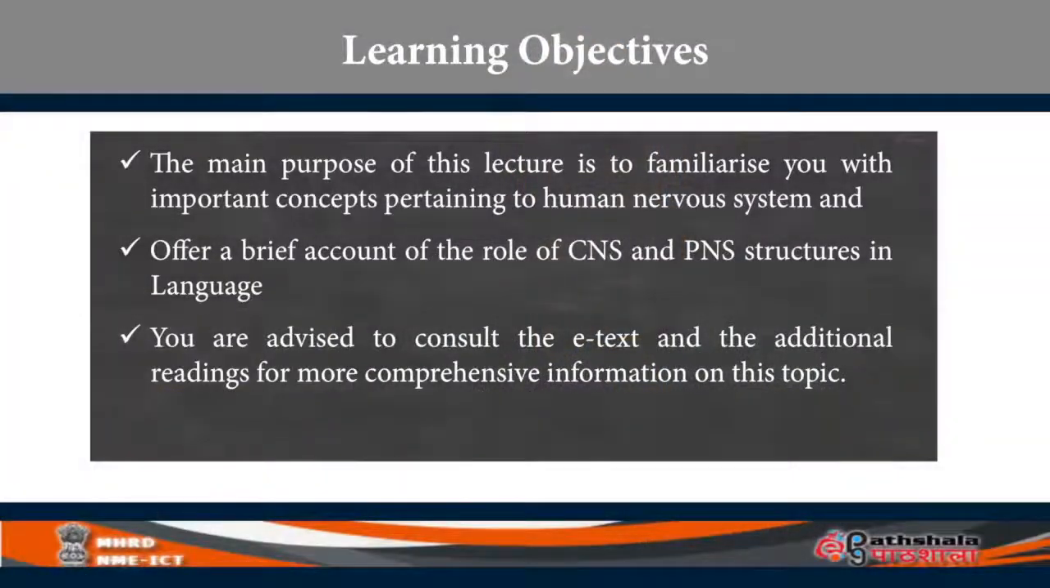This relates to course 10 of psychoneurolinguistics. Today's lecture is in the neurolinguistics part of this course, module 17 on nervous system. The objective of today's lecture is to familiarize you with important concepts pertaining to human nervous system. I will offer a brief account of the role of central nervous system and peripheral nervous system structures.